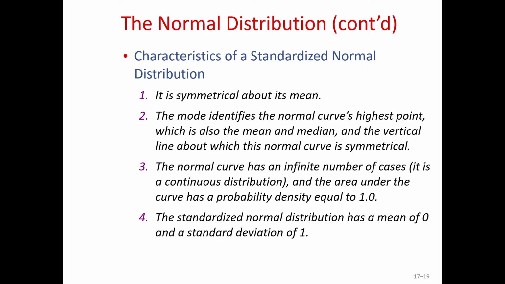The standardized normal distribution is a specific normal curve that has several characteristics. It's symmetrical about its mean, and the tails on both sides are equal. The mode identifies the normal curve's highest point, which is also the mean and the median, and the vertical line about which the normal curve is symmetrical. The normal curve has an infinite number of cases. It's a continuous distribution, and the area under the curve has a probability density equal to 1.0. The standardized normal distribution has a mean of 0 and a standard deviation of 1.